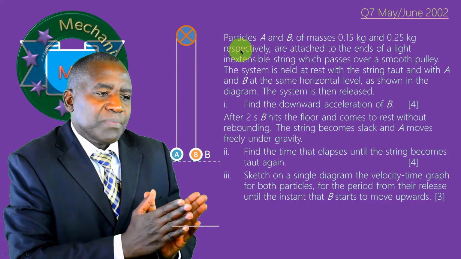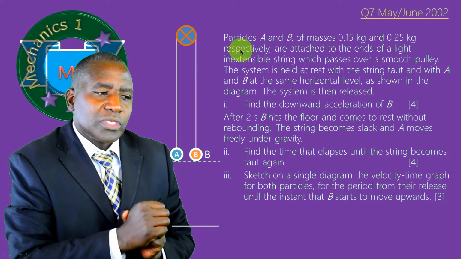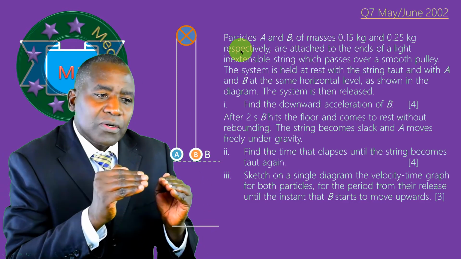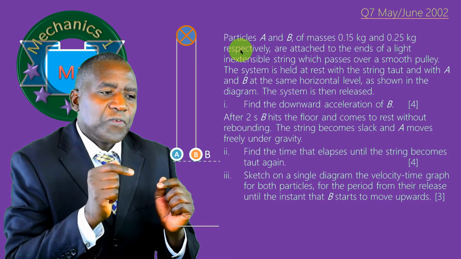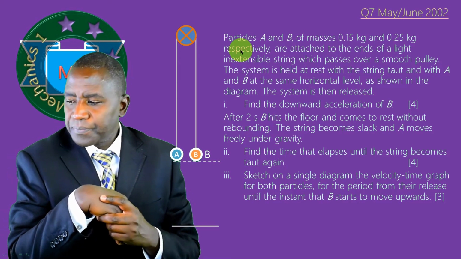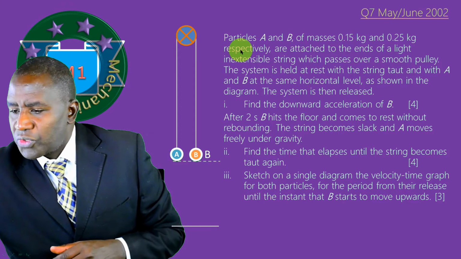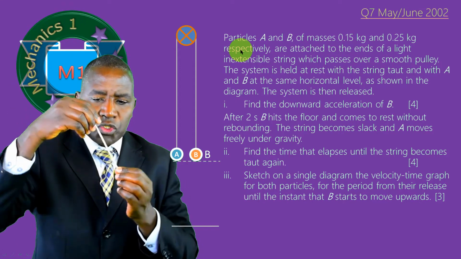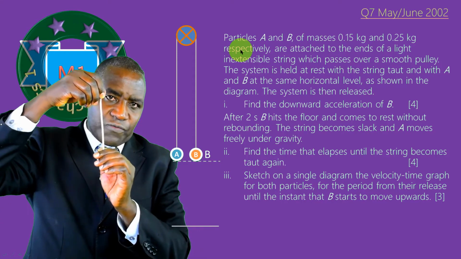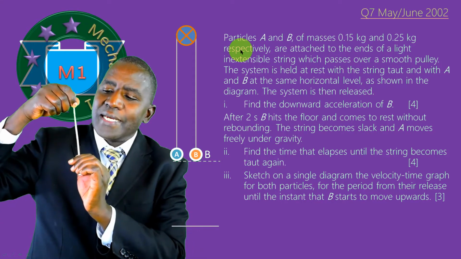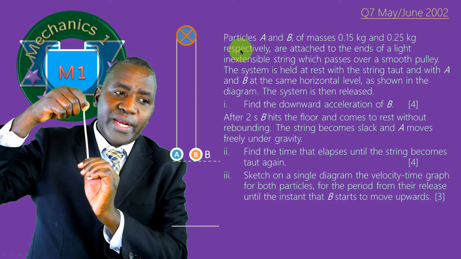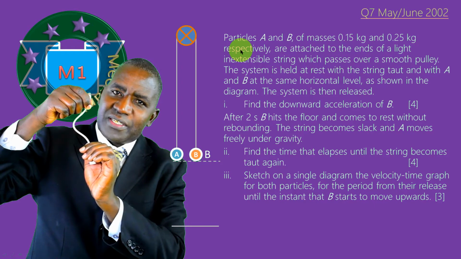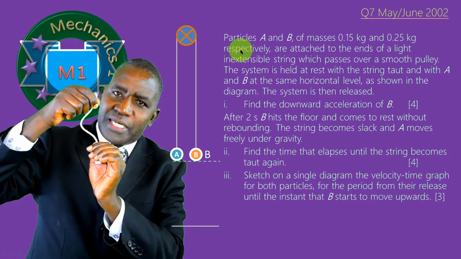And then after 2 seconds, B hits the floor and comes to rest without rebounding. The string becomes slack, that is, it buckles, and A moves freely under gravity. Let me just use a piece of thread to explain what it means by something buckling. So this is a piece of thread. Assume this is a piece of thread. It's tight, it's taut. When it becomes slack, that is what happens. When it becomes slack, okay?